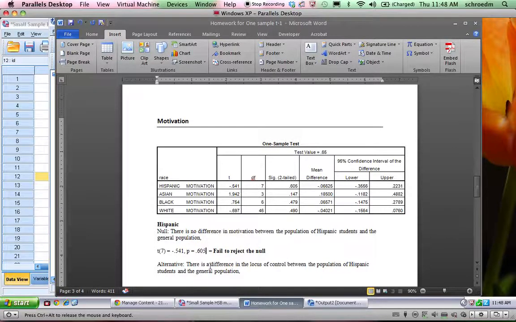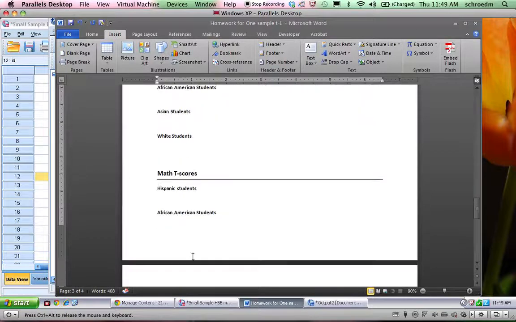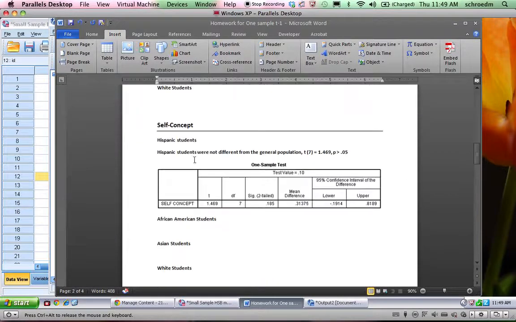In terms of my alternative hypothesis, I'm wondering if there is a difference in motivation between the population of Hispanic students and the general population. And that's how I would state that. Do the same thing for African American, Asian, white students. Do the same thing for math for all 4 groups. Do the same thing for locus of control for all 4 groups.